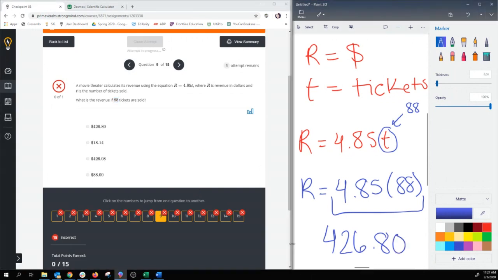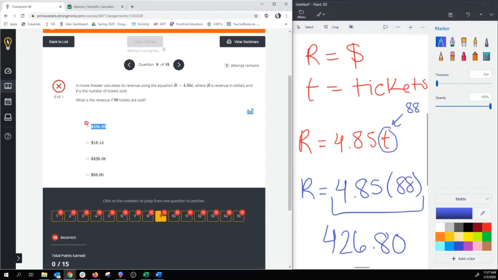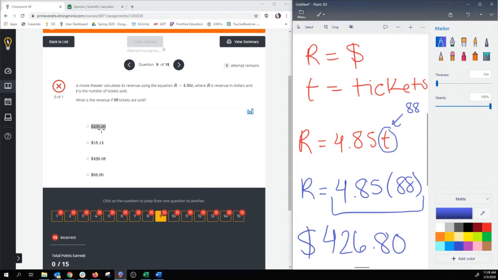Perfect. Awesome, you did get it right. And so make sure that you choose your answer carefully, because notice how this one down here has that 0.8. Make sure that we pick the one that has 80. So $426.80. Perfect.